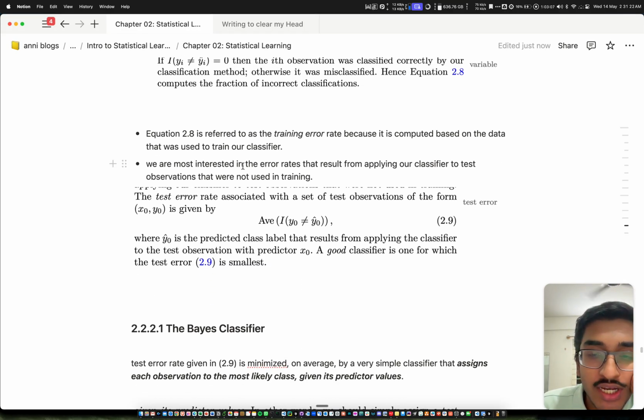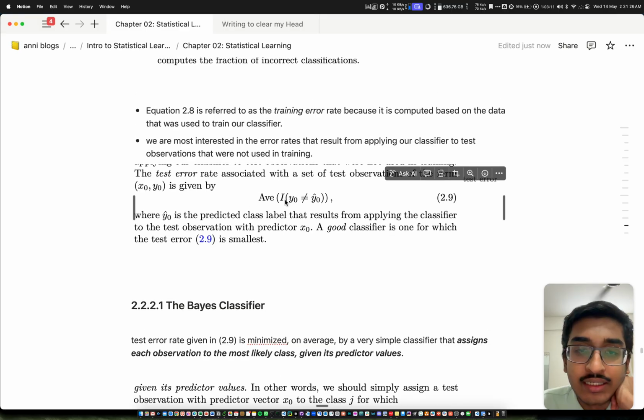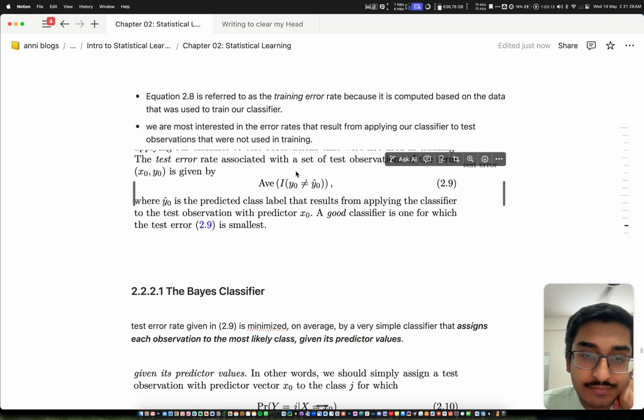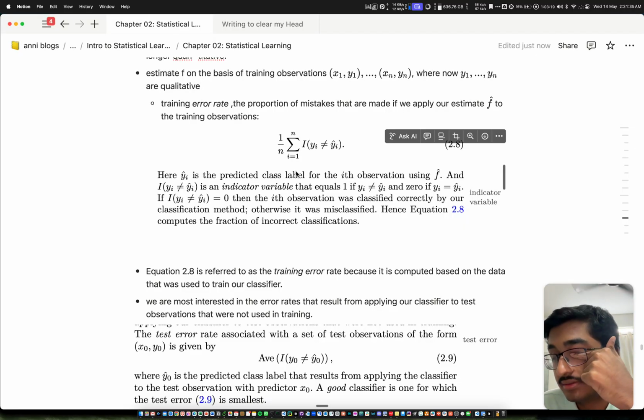So again, we don't care about the training error rate, we care about the test error rate, and that's essentially the classification setting. So instead of predicting the sales, like earlier in the advertising data set, you predict a category.